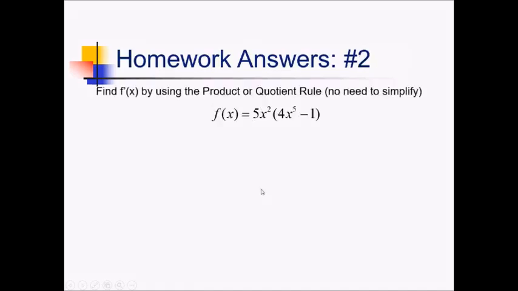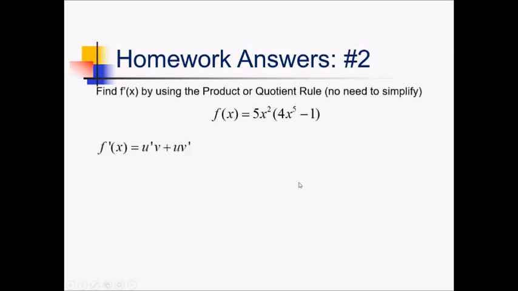On this problem, we're being asked to figure out the derivative using a product or quotient rule. Now, you could have distributed this and just used the power rule, but they said to use product or quotient rule, so we have to use that instead. Product rule, obviously, on this one because we have a product. So that's going to be u prime v plus uv prime.